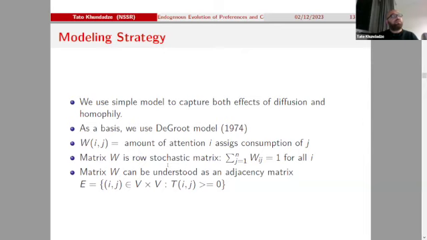So imagine we have a matrix where each element of this matrix shows how much attention each agent pays to another person's consumption. So mathematically speaking, it is the amount of attention i assigns to the consumption of j. So it will be a row stochastic matrix because the weights in the rows will sum to 1.